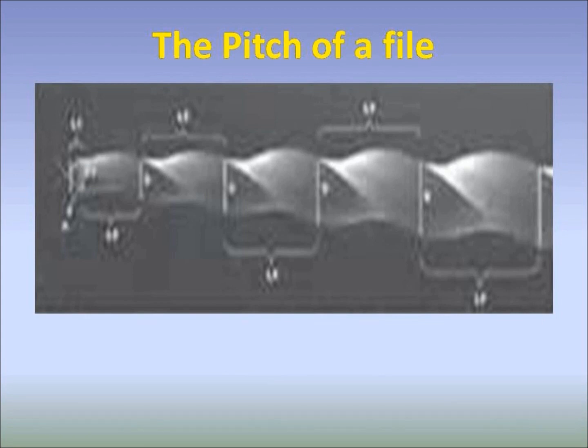Number 5. The pitch of the file. The pitch of a file is the distance between a point on the leading edge and the corresponding point on the adjacent leading edge. The smaller the pitch, or the shorter the distance between corresponding points, the more spirals the file has, and the greater the helix angle.